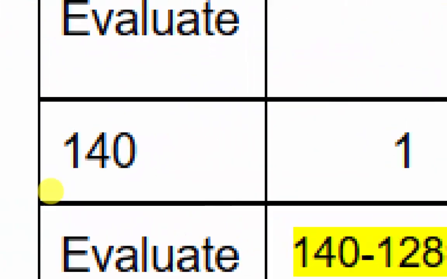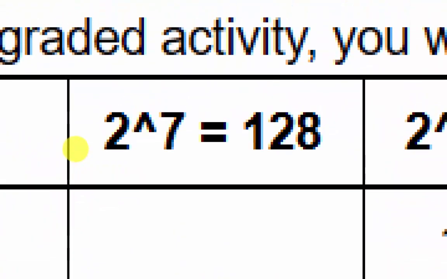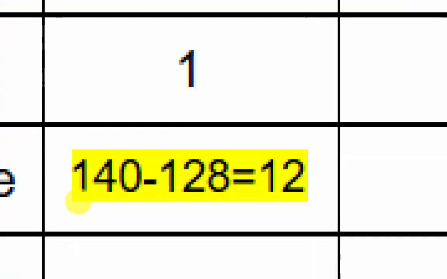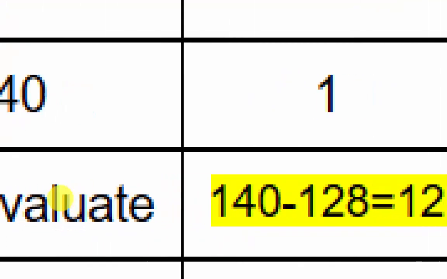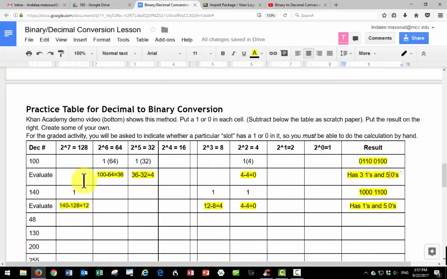All right, here we go. Let's do number 140. And what's our first number up here? 128. Is there a 128 in 140? Well, yes, there is. So 140 minus 128 equals 12. Good. I'm going to zoom out so I don't make you dizzy. Let's go 64. Is there a 64 in 12?